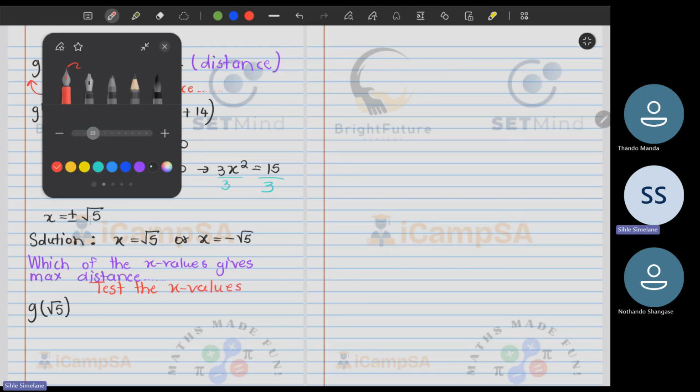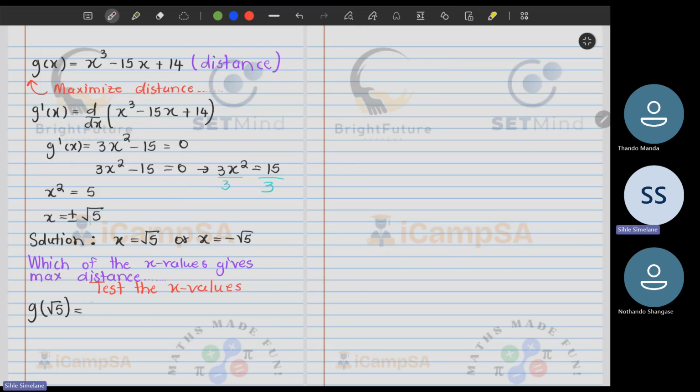So I need you guys to go and put square root 5 into that equation. So we have square root of 5 cubed minus 15 into square root of 5, then plus 14. So what do we get? It's 14 minus 10 root 5.